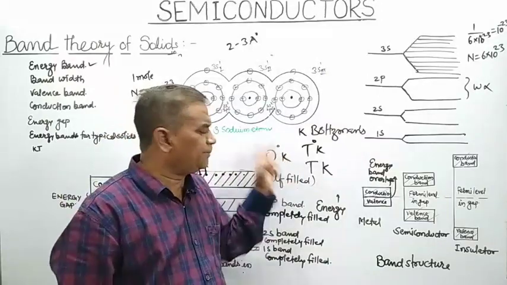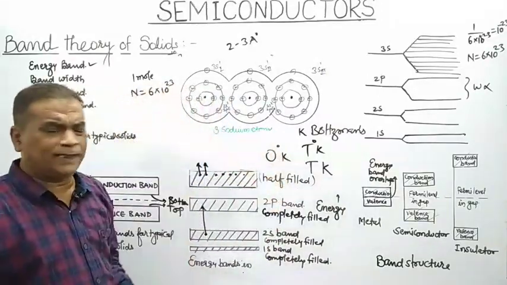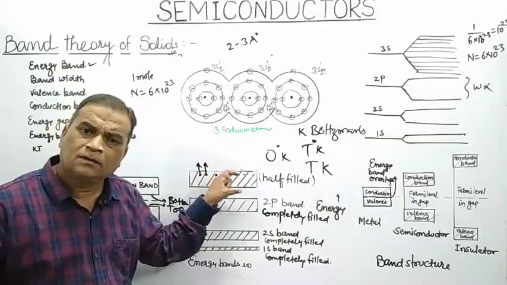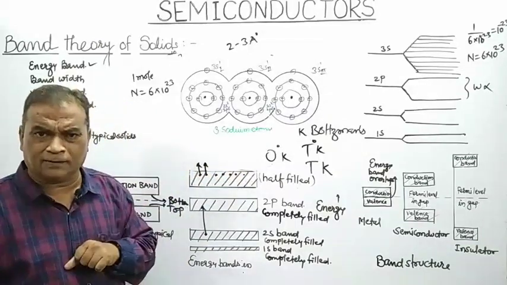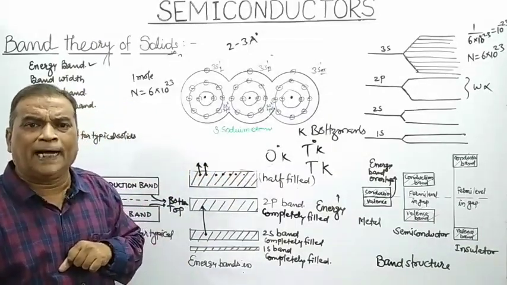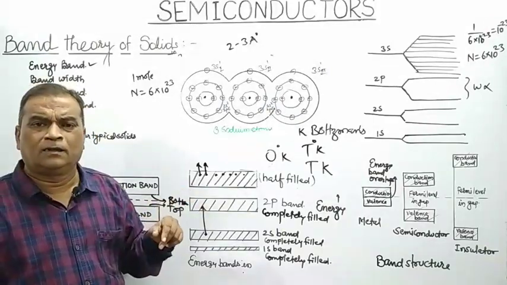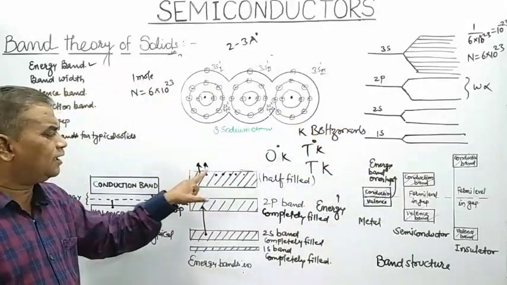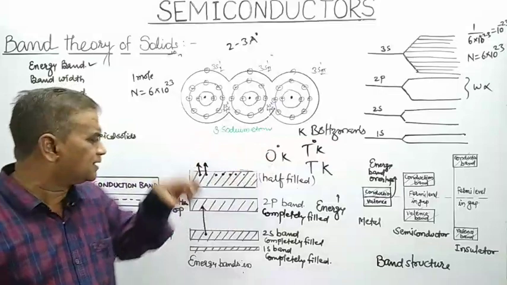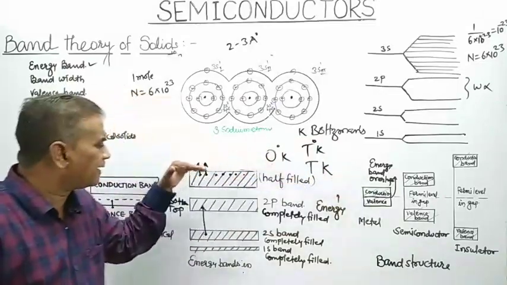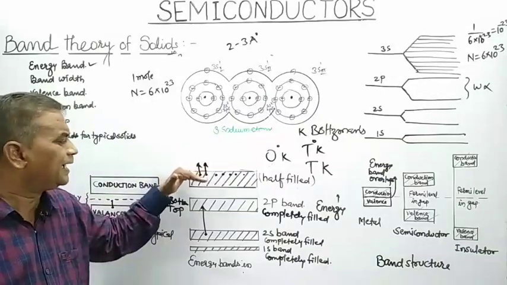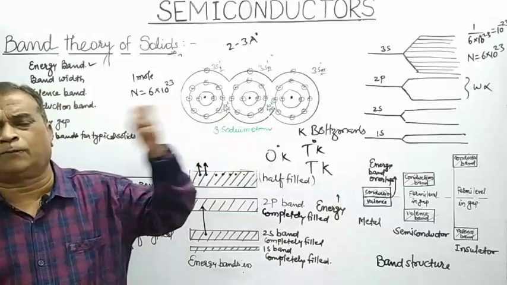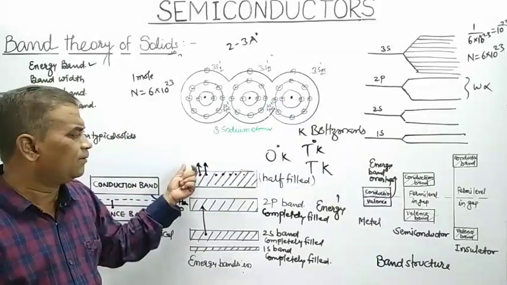So remember, as far as semiconductors are concerned, at 0 degree Kelvin all the energy levels in all the bands, including the topmost band, are completely filled. At finite temperature every electron will absorb kT amount of thermal energy, but only those electrons lying in the valence band can raise their energy level and enter into the conduction band, and they are made available for conduction of electricity.